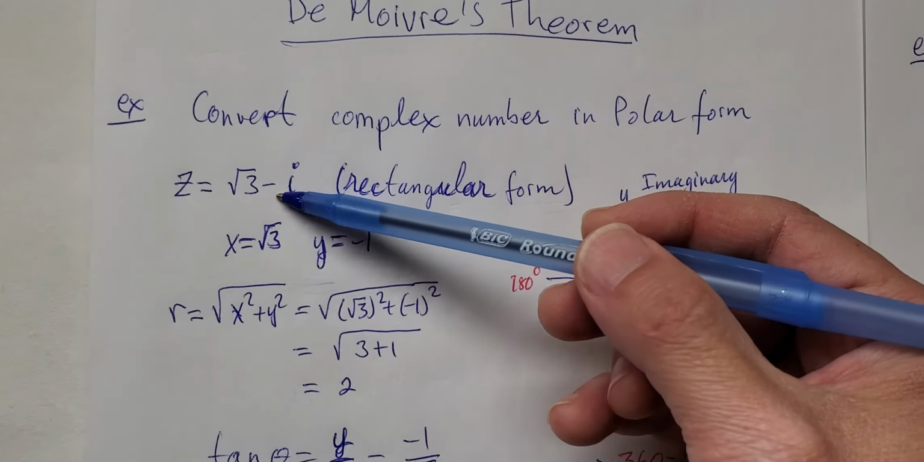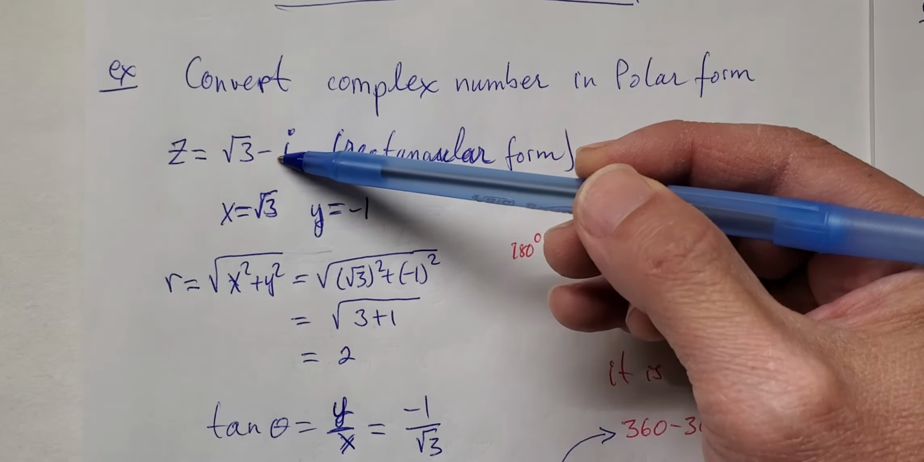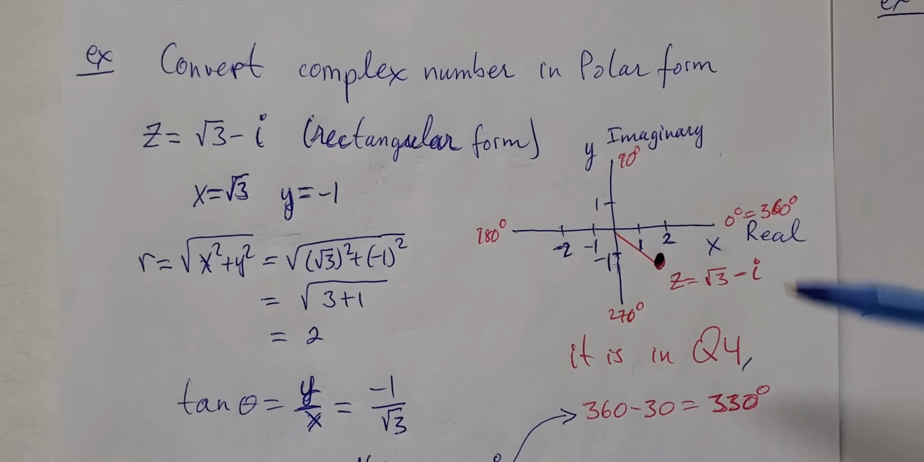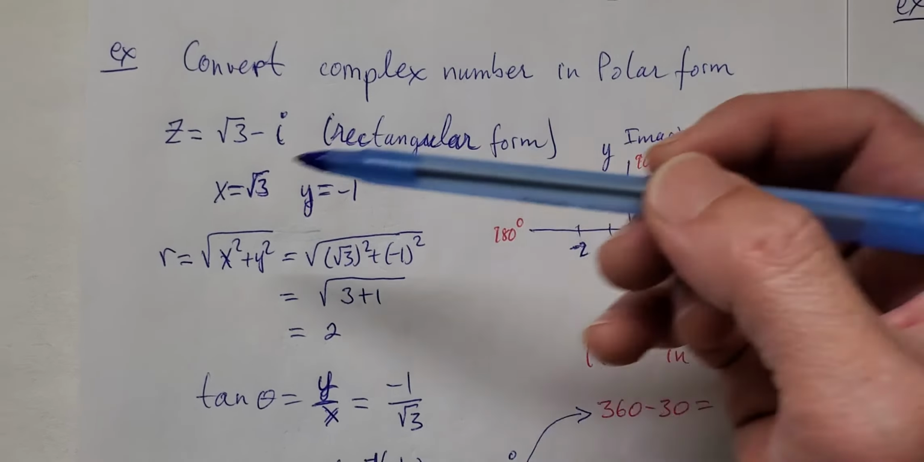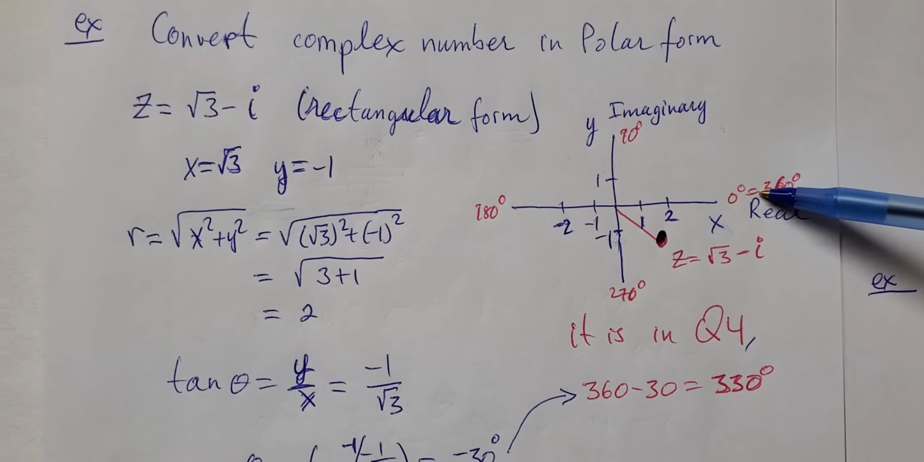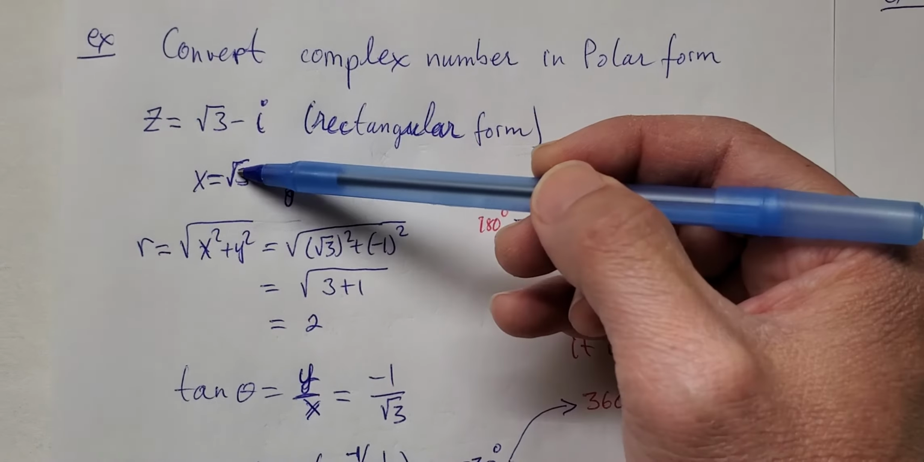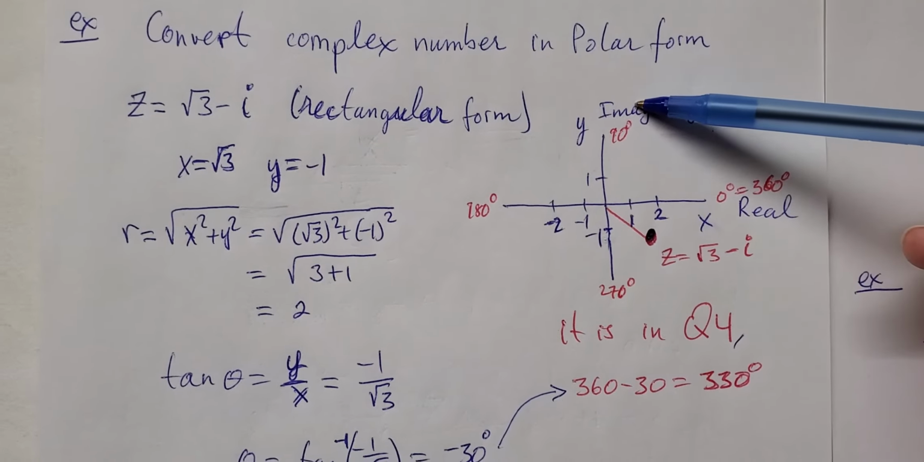So again, complex number. This is a complex number and this is in rectangular form. So this is your x, square root 3. Your y is -1. Okay, and where is this square root 3 minus i located? Here's your x, here's your y. When you graph a complex number, x is considered the real, y is considered the imaginary.